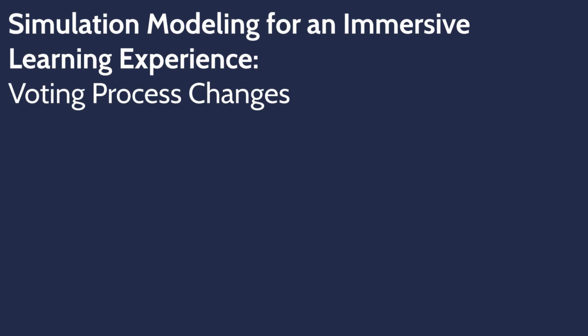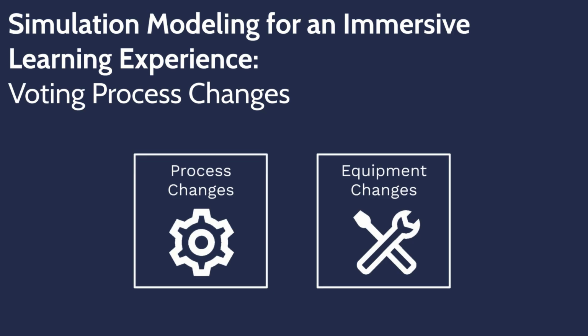Throughout the videos in this module, we explore the effects of adopting new voting equipment and voting processes on voter wait time. This video discusses the general findings and considerations to keep voter wait times under 30 minutes when changes to voting processes are made.